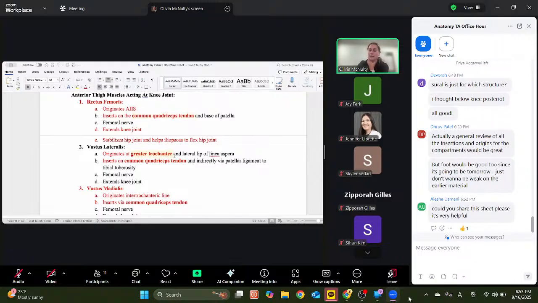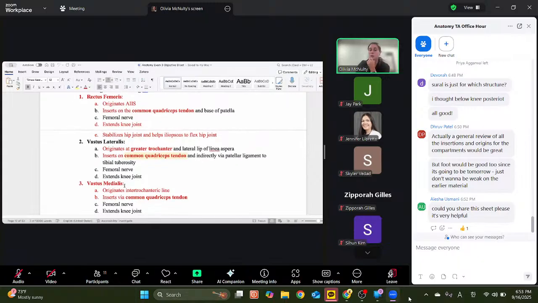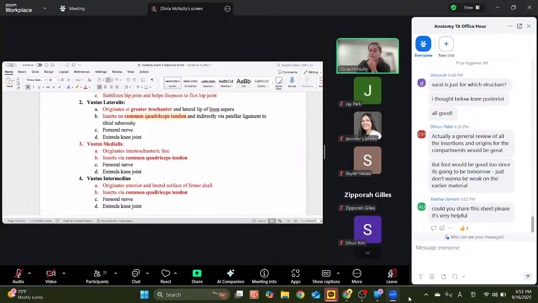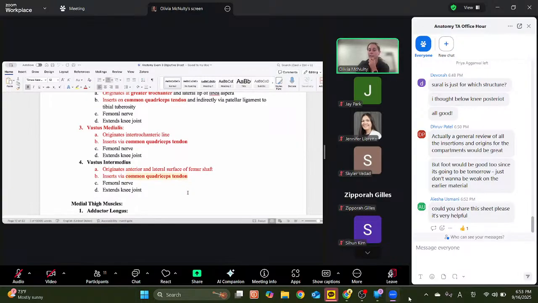Vastus lateralis starts at the greater trochanter. It's a quadriceps muscle, so it's going to insert on the common quadriceps tendon. Vastus medialis originates on the intertrochanteric line, inserts on the common quadriceps tendon. Vastus intermedius is going to be anterior and lateral on the femur. Again, insertion on the quadriceps tendon. So those are all very easy.